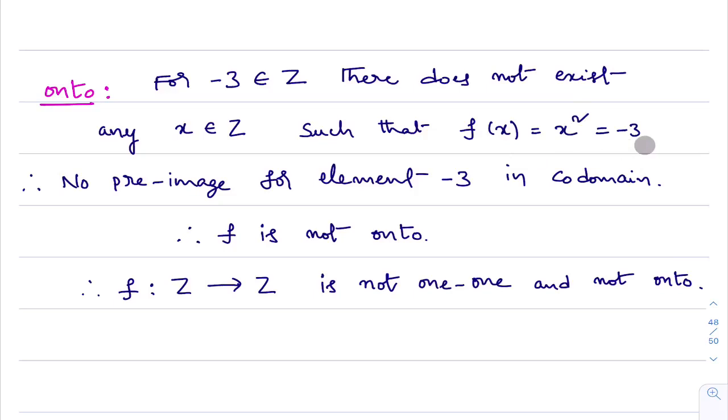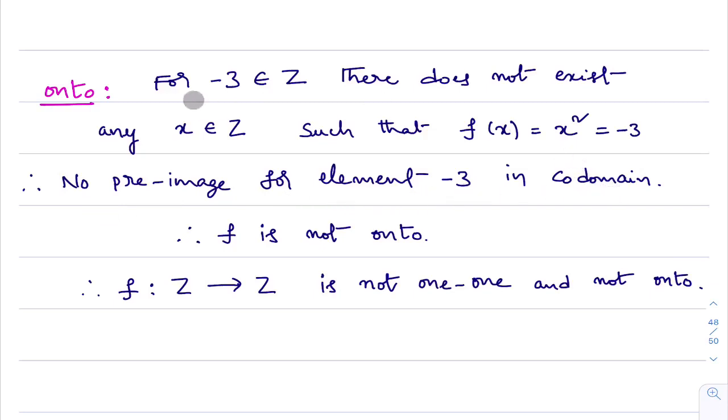You check here. Find one integer such that the square of that integer is minus 3. You find one integer in the domain set such that the square of that integer is minus 3. Find out. The square of any integer is always positive. It is never negative. Understand what happened here? Therefore, there is no preimage for the element minus 3 in the codomain.